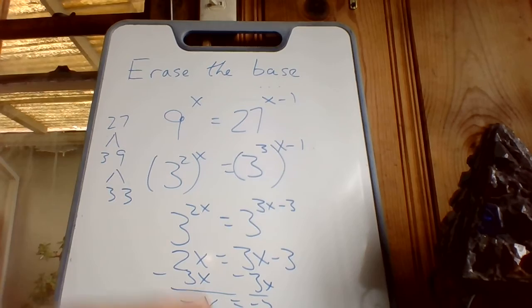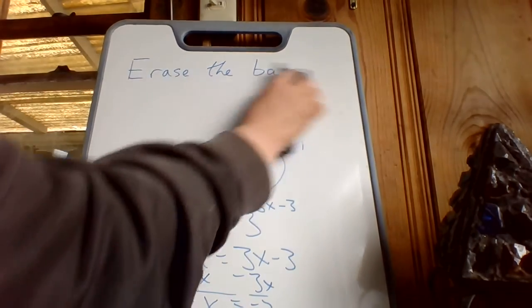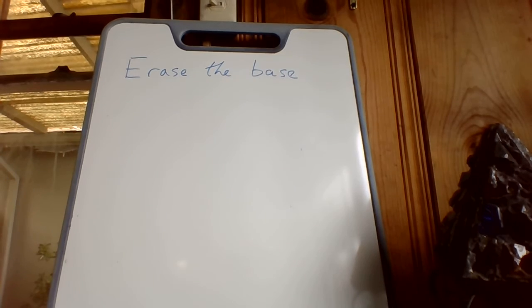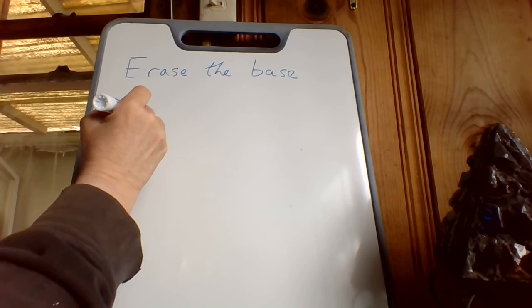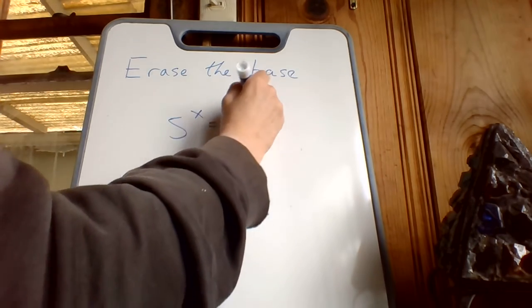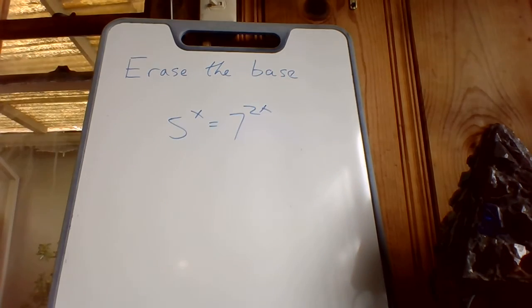Now what happens eventually is someone gives you a problem like this: 5 to the x equals 7 to the 2x. Now try as I might, I can't think of anything the 5 and 7 have in common. I can't turn 5 into like 2 times 2 times 2 or 3 times 3 times 3 or anything like that. Same thing with 7.